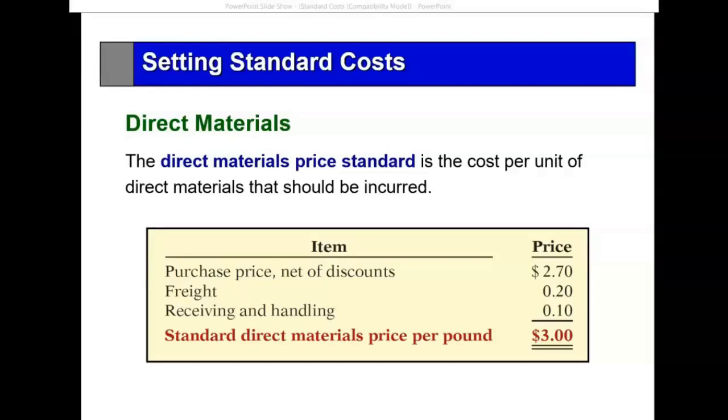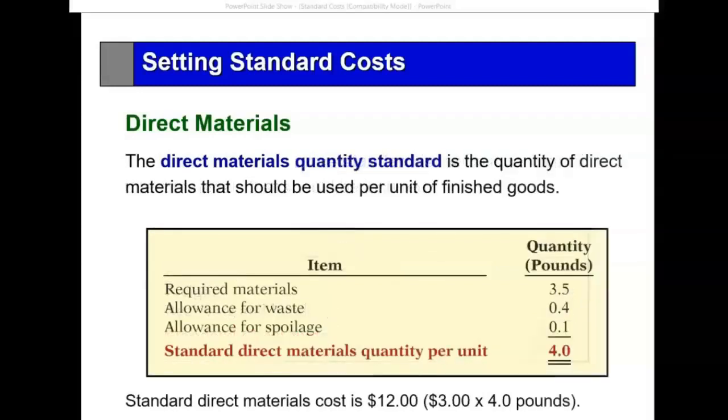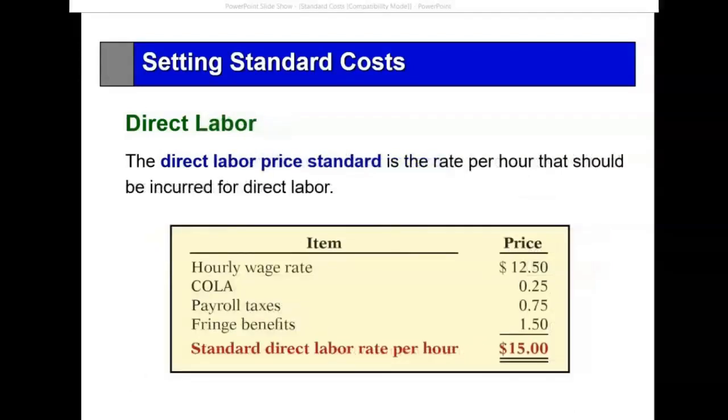The same with labor. Now we look at what we pay as an hourly wage, and then there are some benefits. COLA is the cost of living allowance. There are fringe benefits and payroll taxes, so we come up with a standard rate of $15 per hour. And then we look at how many hours it would take to produce 1 unit of product, and the actual time is 1.5. But we're going to build in rest periods and clean up and set up and down time, and we'll use 2 hours. So therefore the total standard direct labor cost would be $30.